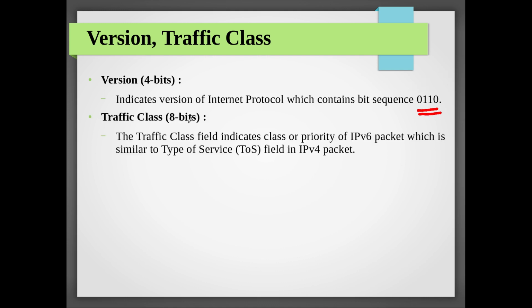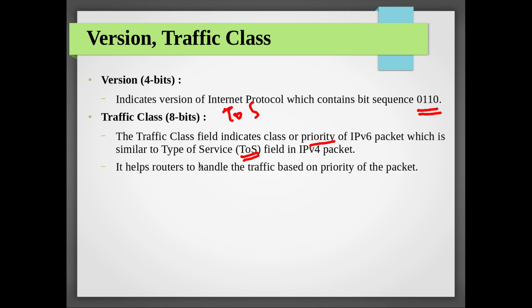Then traffic class, that is equivalent to the type of service field in a typical IPv4 network. So the traffic class field indicates a class or the priority of the IPv6 packet, which is similar to the type of service field in an IPv4 packet. So that is mainly identifying the priority, or which traffic class it belongs to. So it helps the routers to handle the traffic based on the priority of the packet.